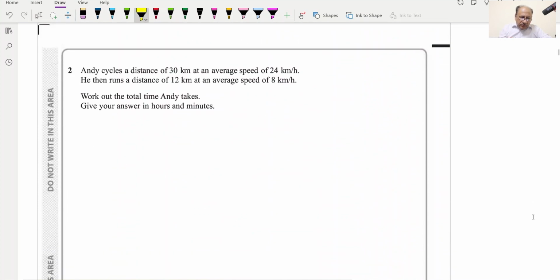Question number 2. Question 2 says Andy cycles a distance of 30 km at an average speed of 24 km per hour. He then runs a distance of 12 km at an average speed of 8 km per hour. Work out the total time Andy takes. Give your answer in hours and minutes. Now we know that speed is equal to distance over time, and time will be equal to distance over speed.